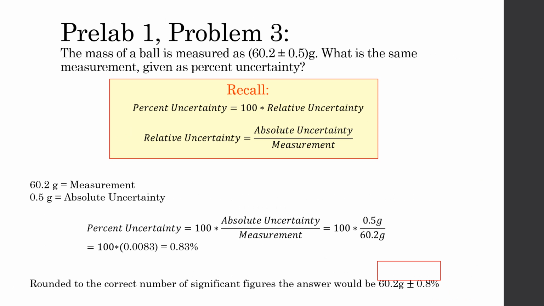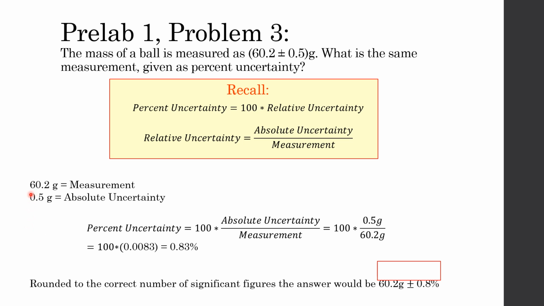Prelab practice problem number 3 says the mass of a ball is measured as 60.2 plus or minus 0.5 grams. What is the same measurement given as percent uncertainty? So recall, percent uncertainty is 100 times relative uncertainty, or it is our absolute uncertainty divided by our measurement times 100, right? Because relative uncertainty is this fraction right here.